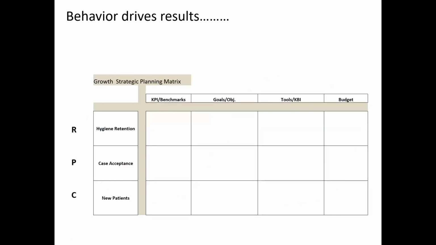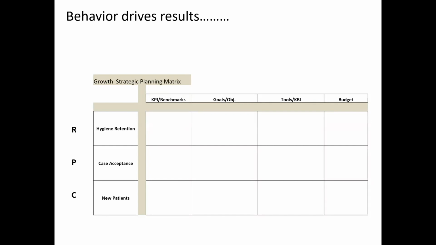And that's exactly what happens in practices. So this is a matrix that's a very simple strategic planning matrix where you put your hygiene retention, your case acceptance, your new patients, or your CPR, if you will, in reverse on the left-hand side. And then on the right-hand side across there, you find one behavior, one activity that you want to track, modify, and see how well it does to drive growth in your practice. And so you've got to have something of a benchmark.